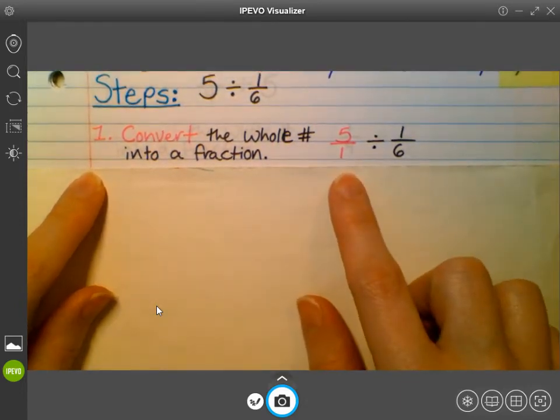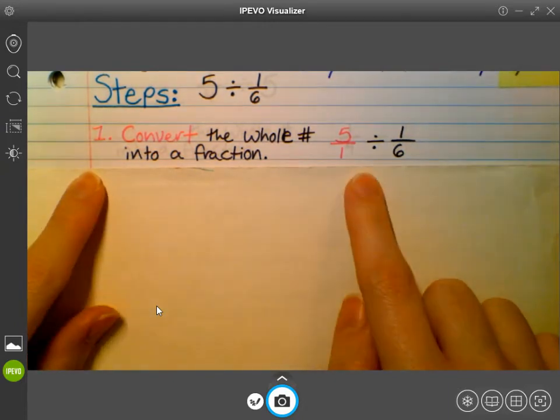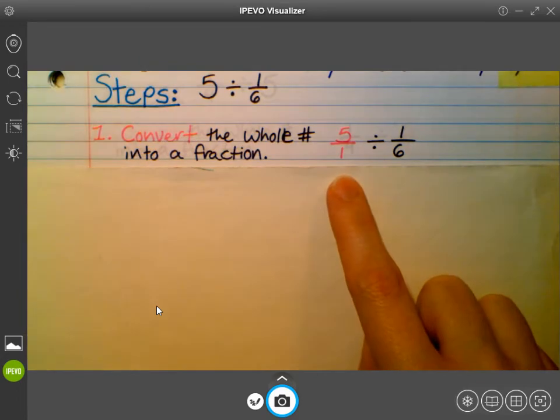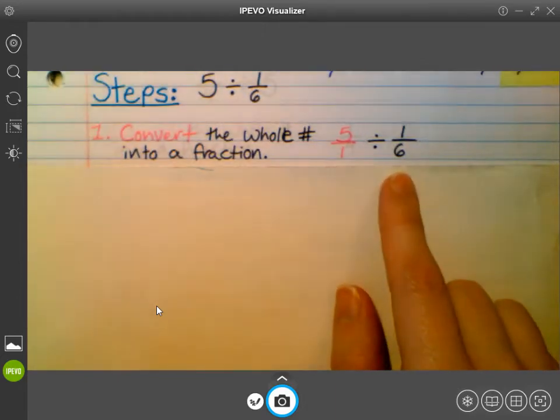So we convert the whole number into a fraction and we rewrite our division problem with that whole number as a fraction. And remember, any whole number that's being turned into a fraction, we just put it over 1. The whole number becomes the numerator, 1 becomes the denominator. So then instead of 5 divided by 1/6, we have 5 over 1 divided by 1/6. Give me a thumbs up when you have this written down.